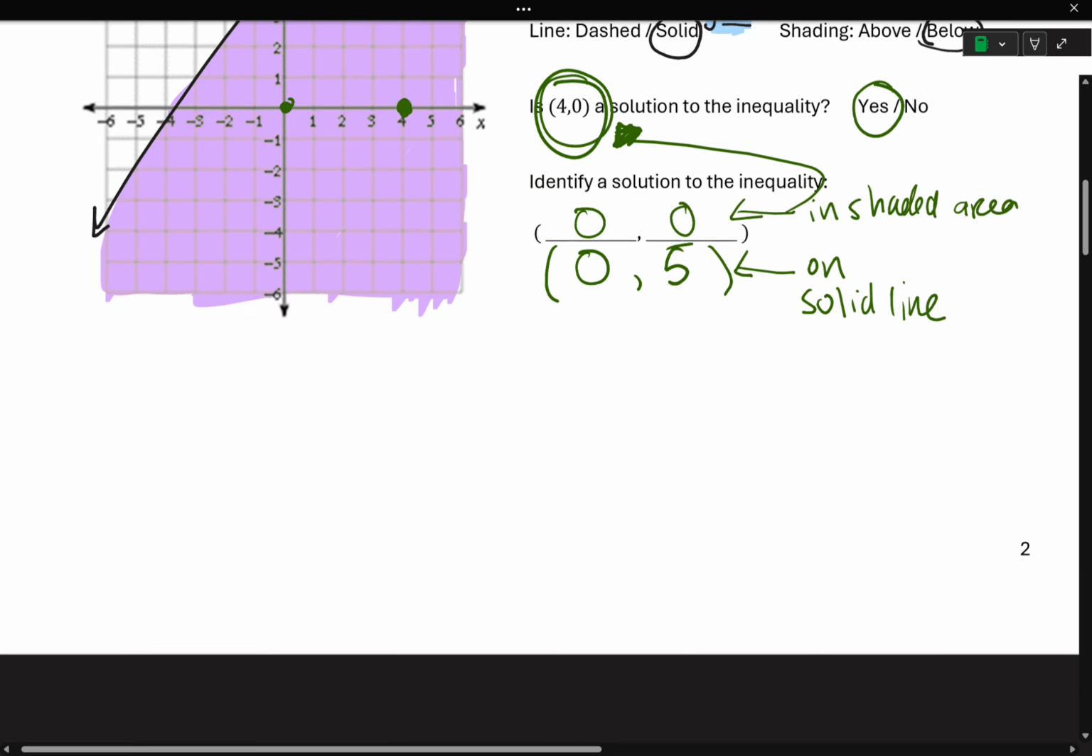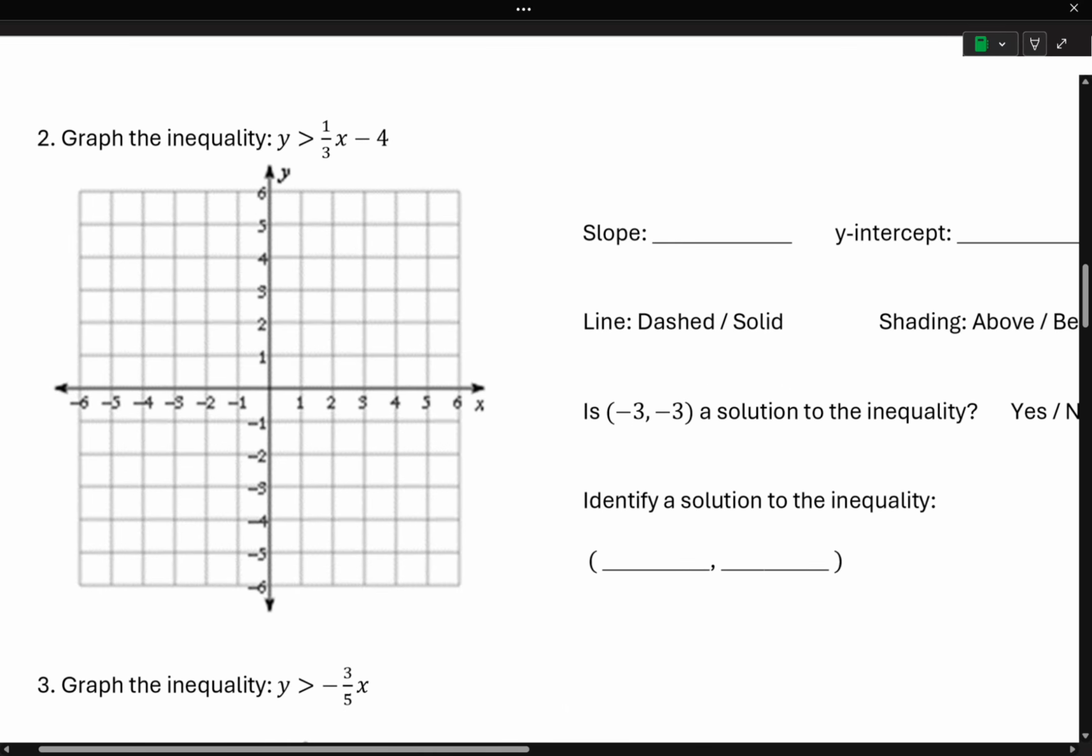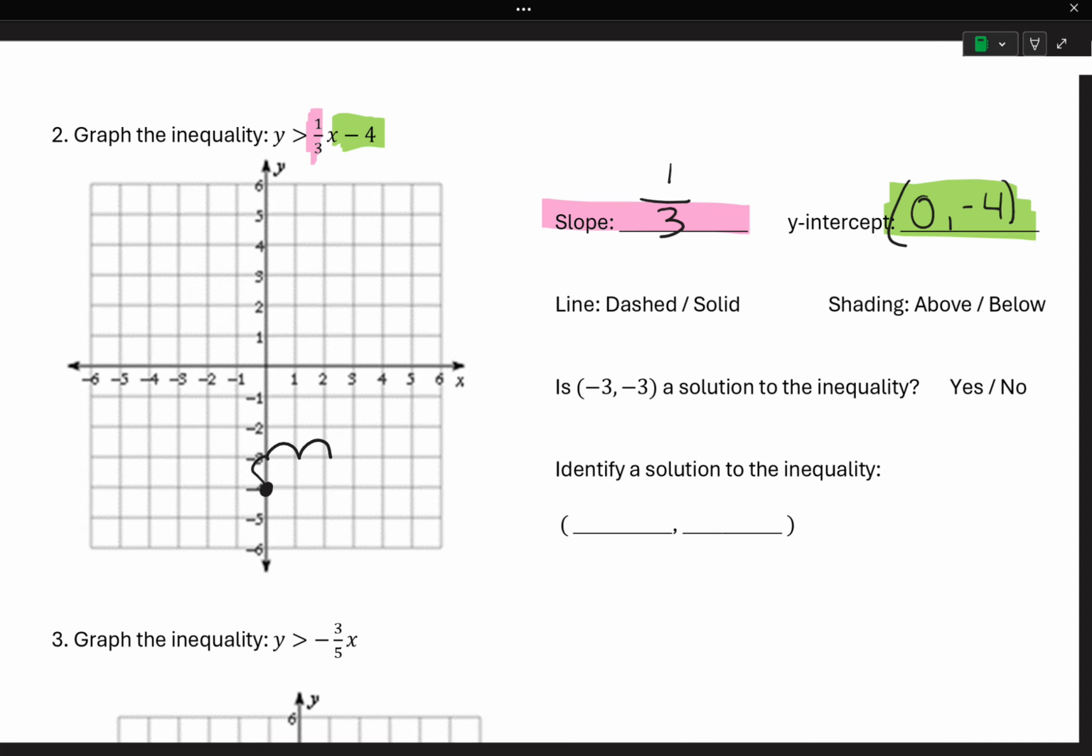Let's do another. All right, let's identify the slope and the y-intercept first. The slope is 1/3. The y-intercept is (0, -4). Let's graph those 2 points. (0, -4). Our slope is up 1, to the right 3.